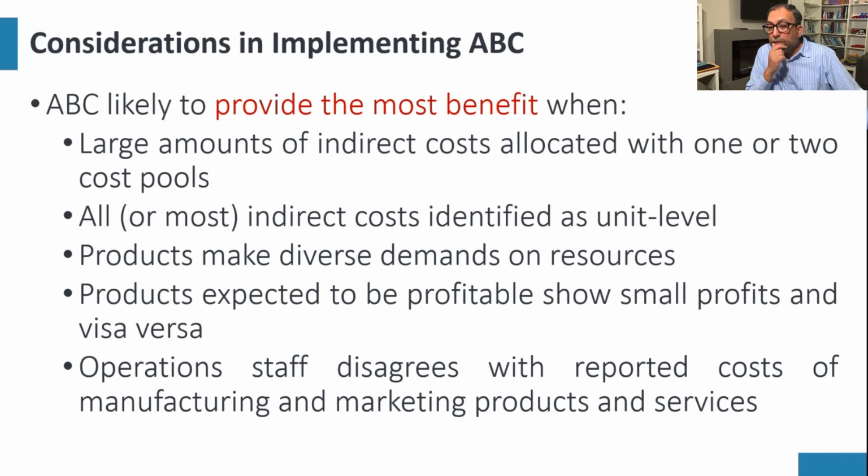Now, considerations in implementing ABC. When firms realize that ABC is a more effective, more efficient way of costing as compared to the traditional one, when you are implementing it, you must keep these points in mind. A large amount of indirect costs is allocated to one or two cost pools. So we have to see whether these indirect costs are very high as compared to direct costs. All or most indirect costs are identified as unit level. Products make diverse demands on resources. So products expected to be profitable show small profits, and vice versa. And operations staff disagree with the reported cost of manufacturing.